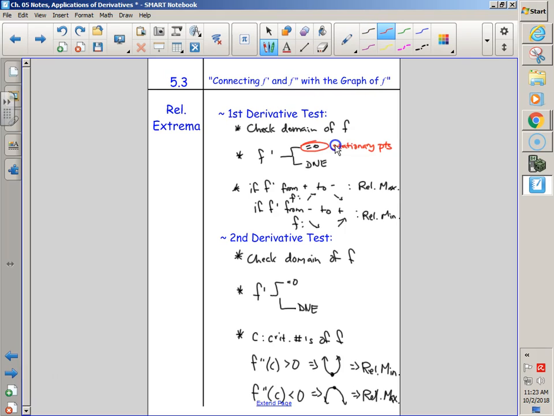Second derivative, I don't care. Plug it in the second derivative. If there's concavity, I'll know whether it's a max or min. Plug it directly in. No before and after. Just what is the concavity at?